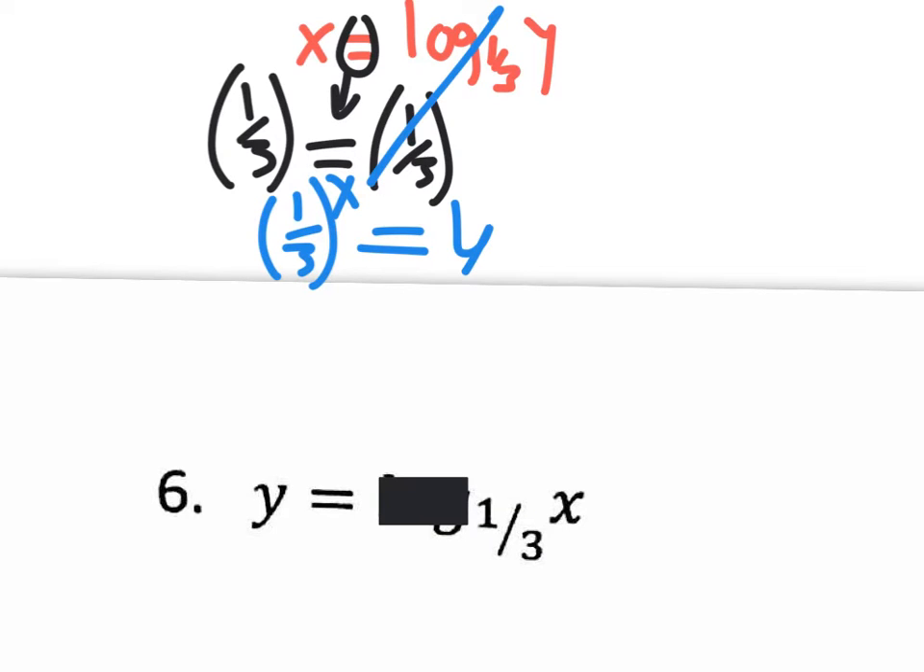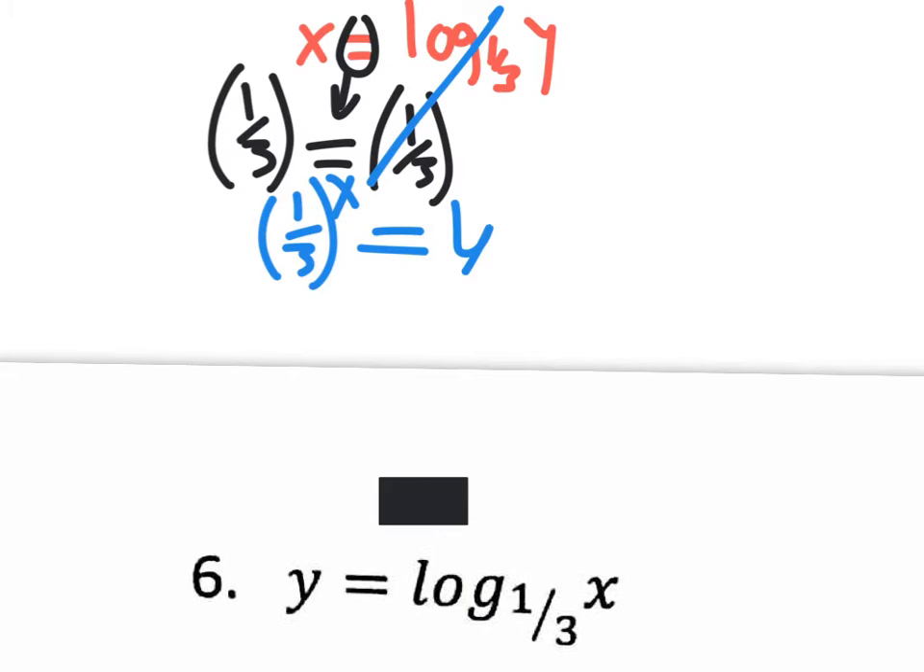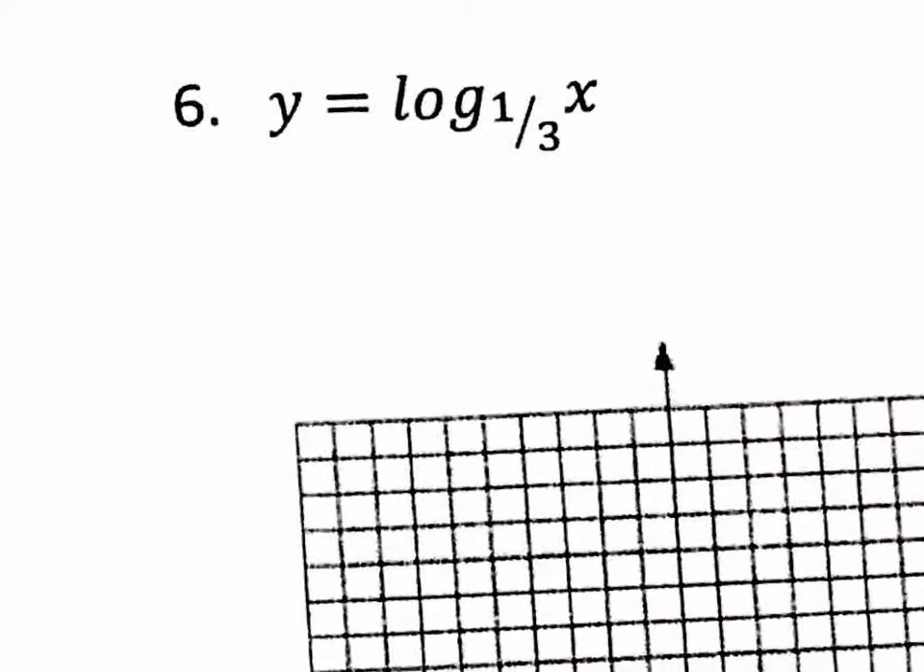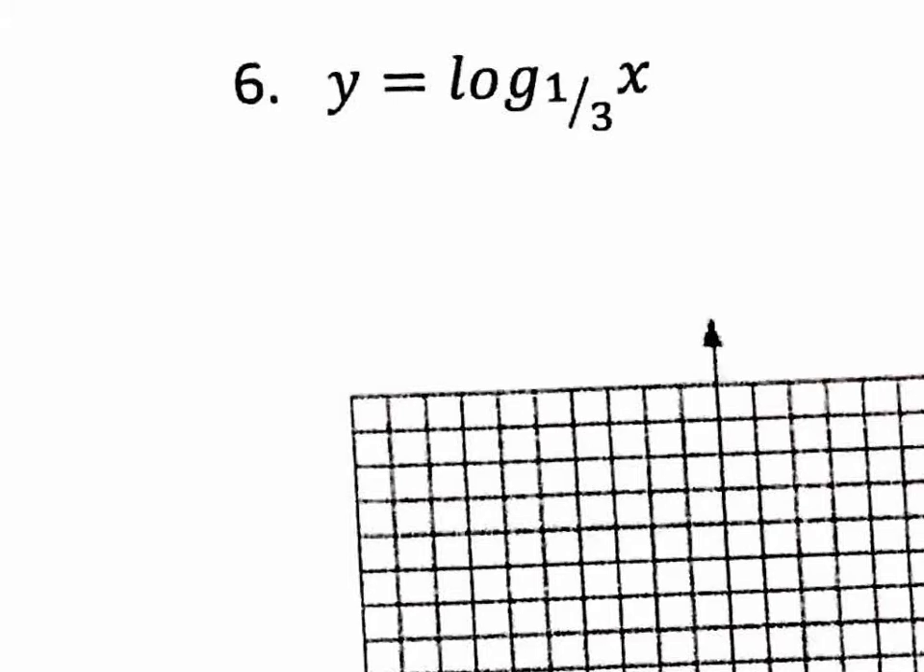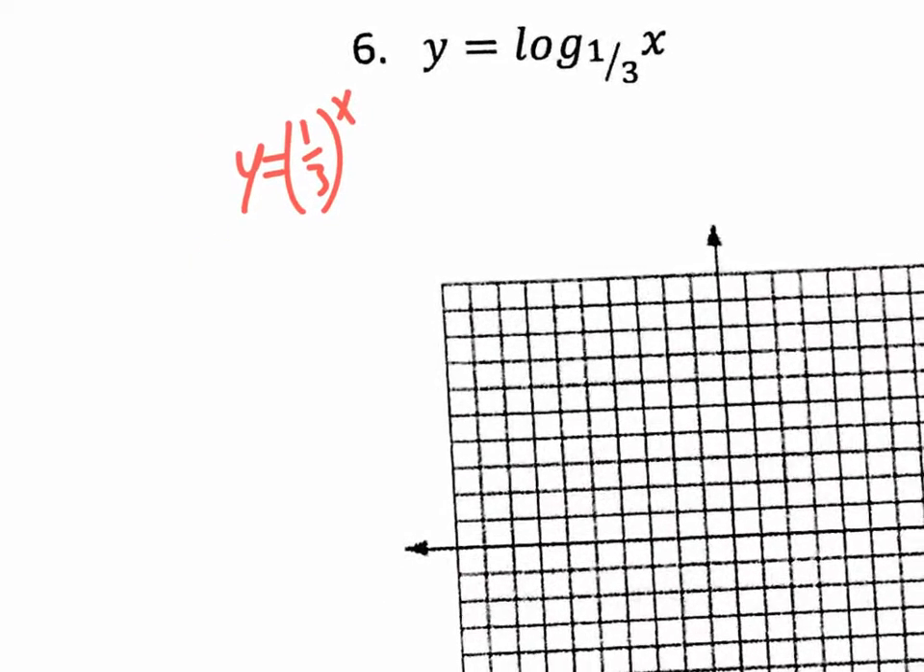Okay? So, if you know that your logarithmic function y equals log base 1/3 of x, the inverse of it is really y equals 1/3 to the x power, ignoring the log, then you'll be able to easily come up with the coordinates of that, right?